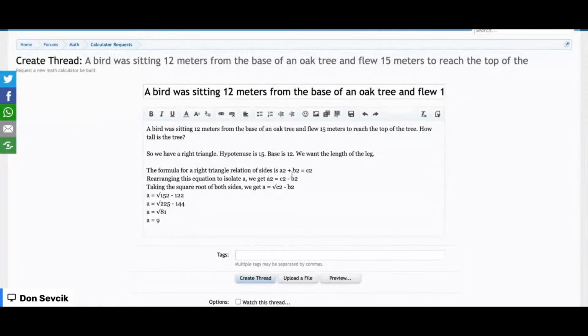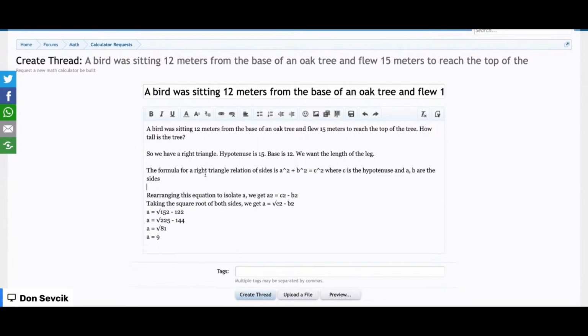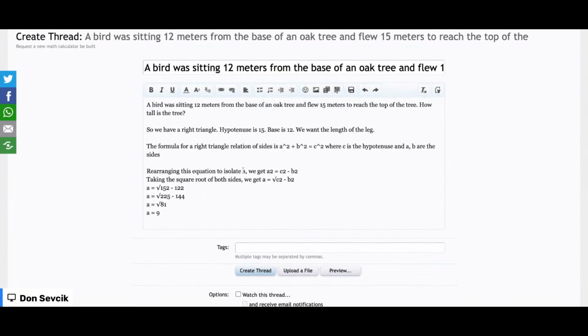Now I'm back here. The formula for the right triangle relation of sides is a squared plus b squared equals c squared, where c is the hypotenuse and a, b are the sides. So if we rearrange this equation to isolate a, which is one of our sides, we get a squared equals c squared minus b squared. Taking the square root of both sides, we get the square root of c squared. In fact, I can't. Let's just do this. A equals the square root of c squared minus b squared.